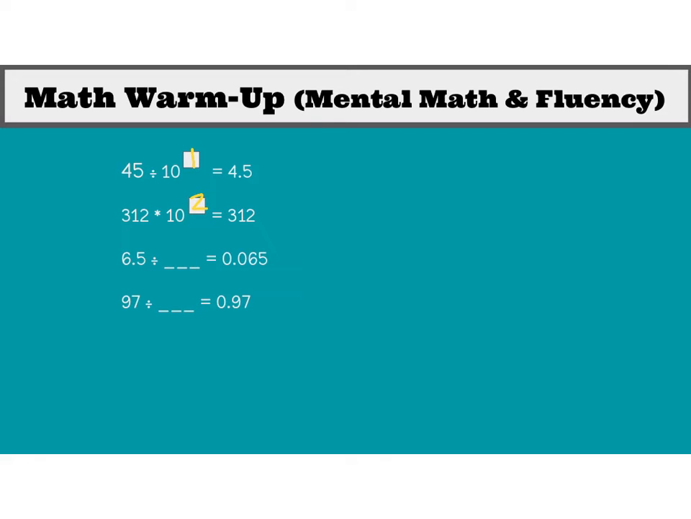And our third problem, we have 6 5/10 divided by something equals 0 65 thousandths. And our correct exponent in that instance would be 10 to the second power. And our last one, 97 divided by something equals 97 hundredths. And this one would also be 10 to the second power. How did you do?